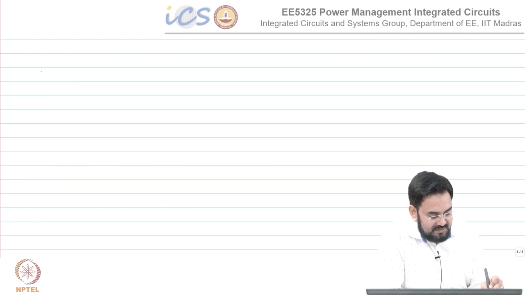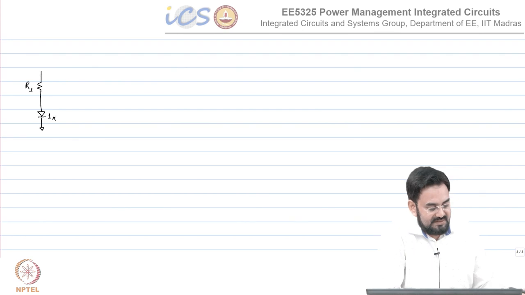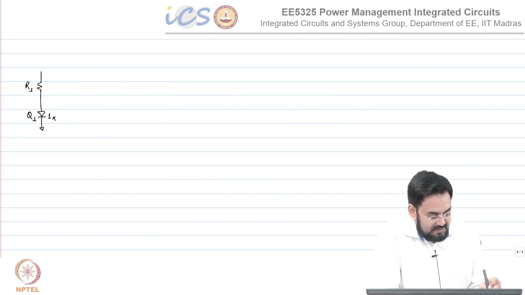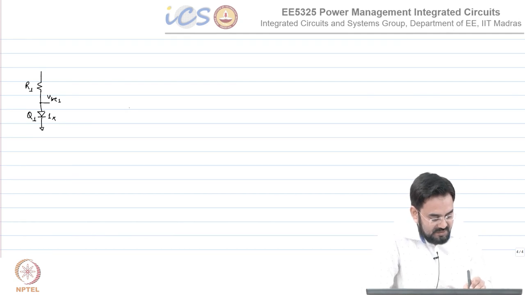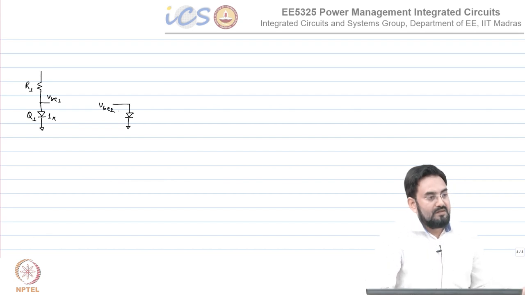So now let's see how we do that. Let's say I have this is my R1 and this is your 1x device. I will call it Q1. So this is giving me VBE1. I need one more voltage, VB2. So let's have one more diode. VB2.